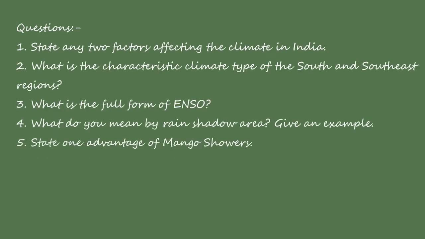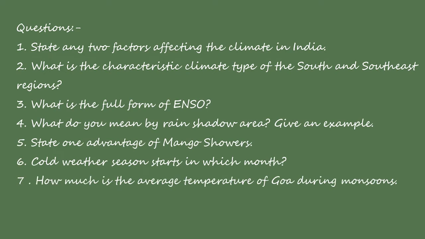Let's move on to some fun exercises to revise the chapter. First, state any two factors affecting the climate of India. Second, what is the characteristic climate type of South and Southeast regions? Third, what is the full form of ENSO? Fourth, what do you mean by rain shadow area? Give an example. Fifth, state one advantage of mango showers. Sixth, cold weather season starts in which month? And last one, seven, how much is the average temperature of Goa during monsoons?